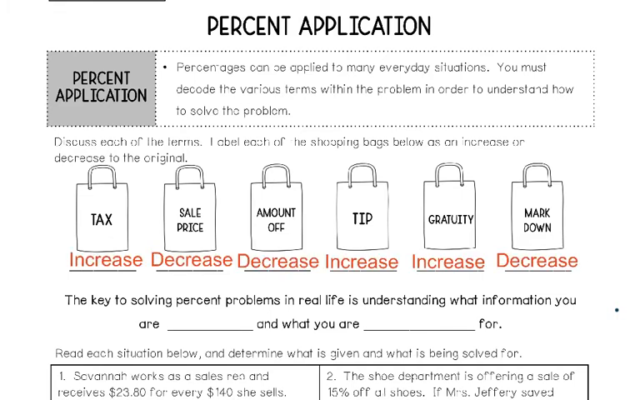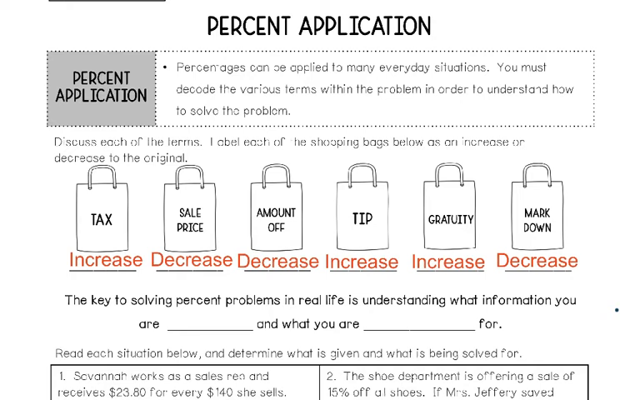Okay, so let's just quickly go through each one of these. So a tax or a sales tax is a type of increase onto your bill. In Kentucky, it's 6%. So right now, if you buy a video game, you're going to have 6% of that total bill taxed onto it at the end. The sale price it would be on sale for. This is the price after the sale, so that's a decrease. If you have some sort of amount off, it's going to be a decrease.